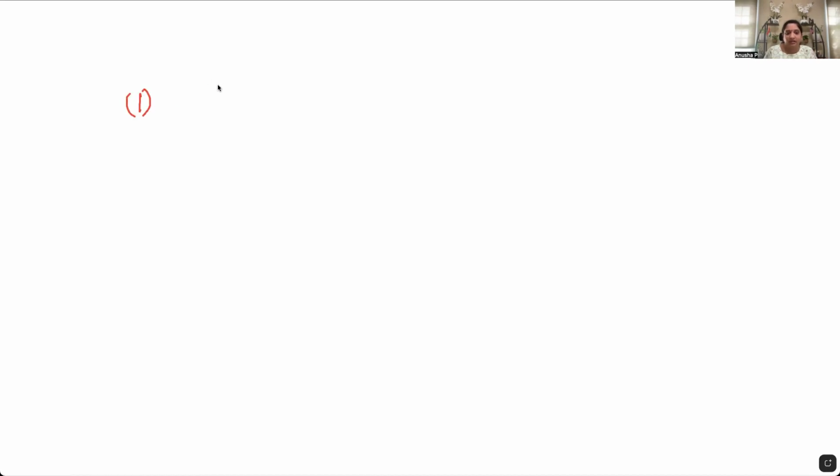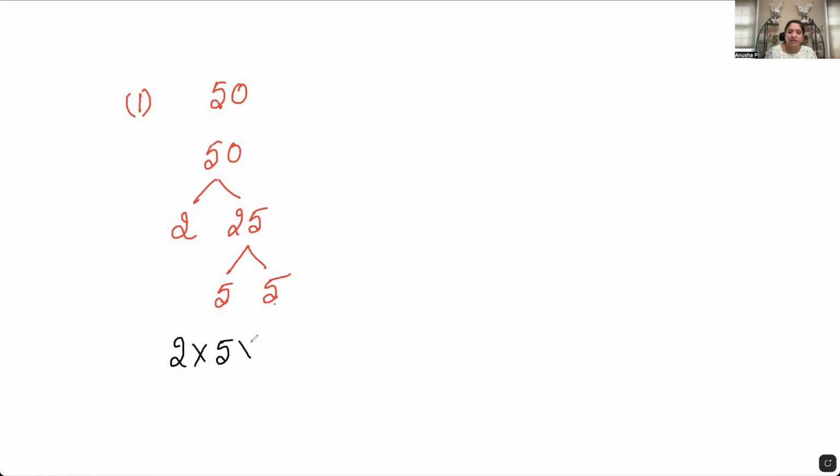First example, if we have a number 50, 50 is an even number. We can write it as 2 times 25. 25 we can write as 5 and 5. Now 2, 5 and 5 are prime numbers. We can write the answer as 2 times 5 times 5. We can write it with exponents because we have two fives: 5 to the power of 2. Okay.